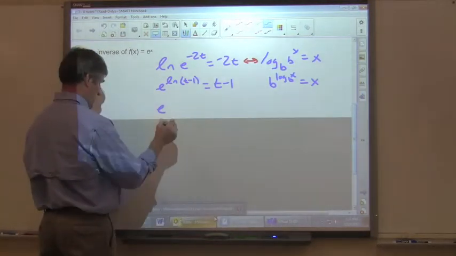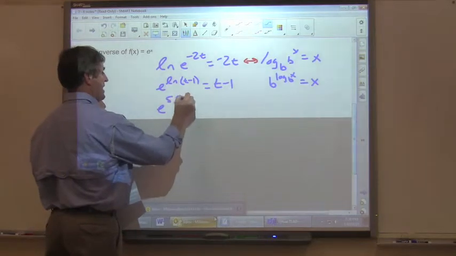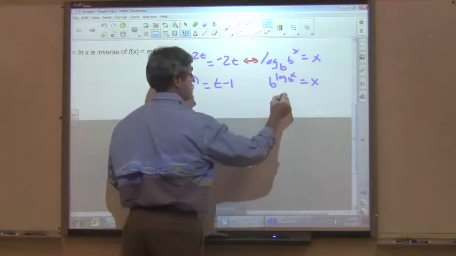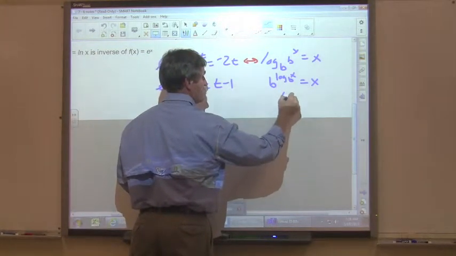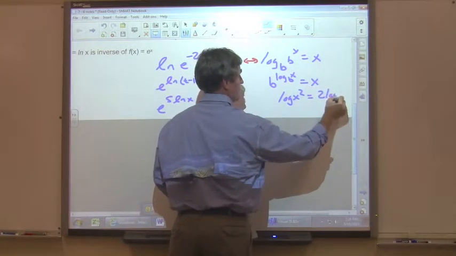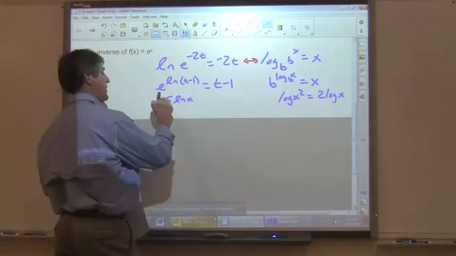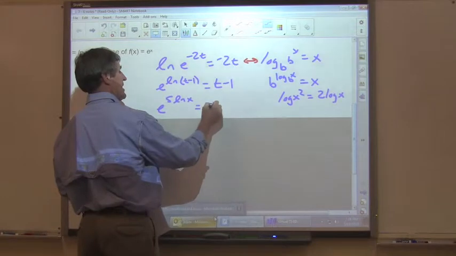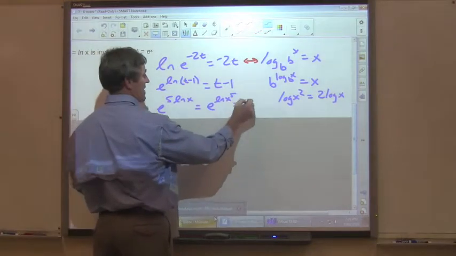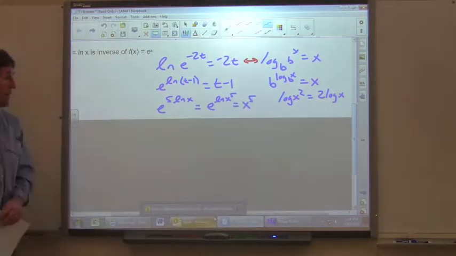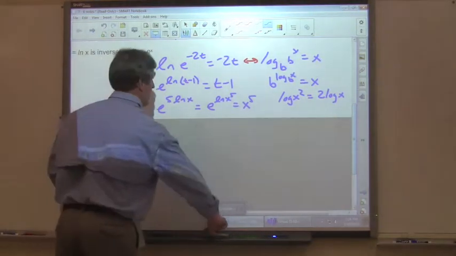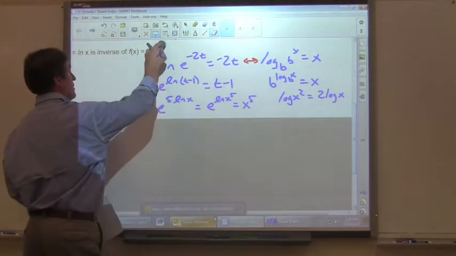And then let's go e to the, a little bit harder, 5 ln x. Well, now we have this number in front, but remember we have a rule that says we can move that power to the front. Well, again, we can do it the other way, so we can take this 5 and rewrite this as e to the ln x to the 5th, and then because these are the same bases, they cancel, and it's just x to the 5th. So our rules apply just the same as they did when we worked on the previous problems with logarithms.